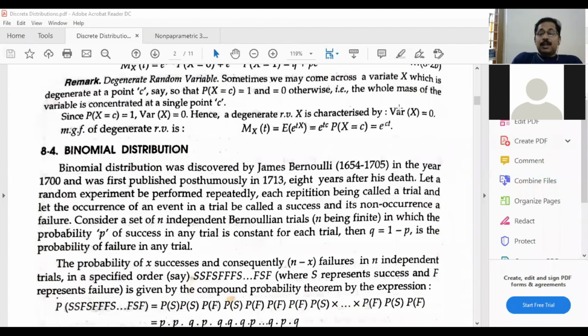So you check the outcomes. For the first toss, suppose you get H, then you denote it as S. Then the second toss, it may be head or tail. There is the possibility of success or failure. So you just denote all these outcomes.